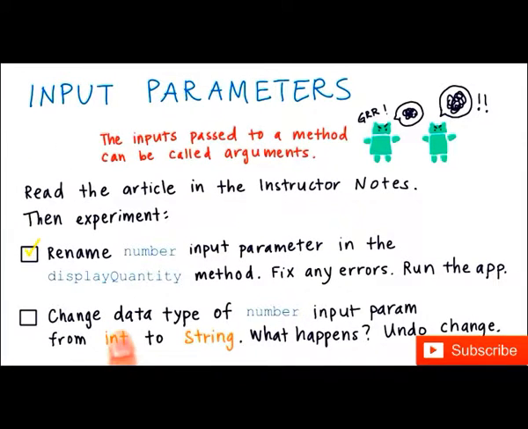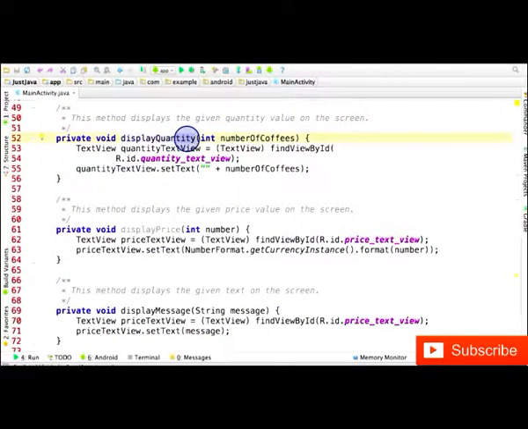The second task is to change the data type of the input parameter from int to string. So in the displayQuantity method, I'm going to change the input so that instead of an integer data type, it expects a string data type, like this.